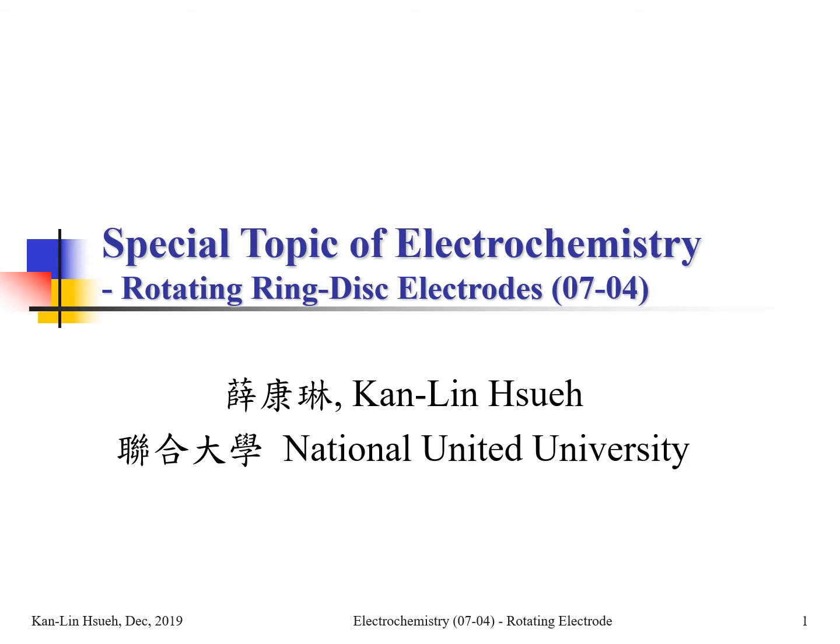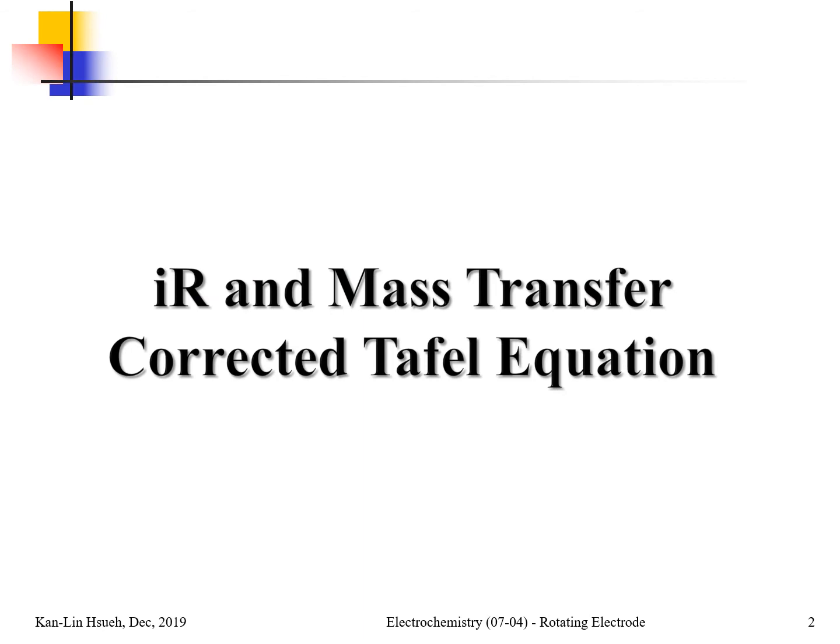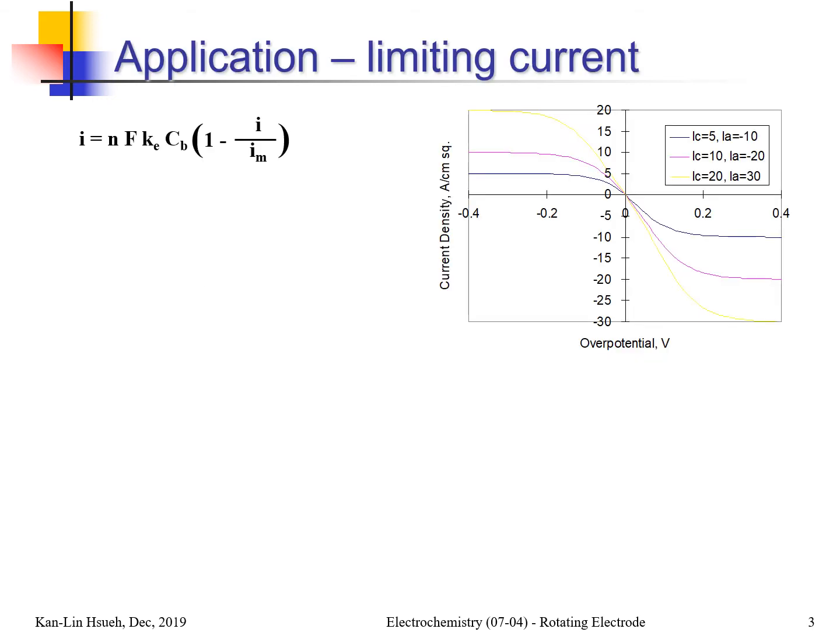In this section, we'll talk about the rotating disk electrode and its possible applications. It can be used for IR and mass transfer corrected Tafel plots, just like I mentioned before. But this time, the mass transfer rate can be precisely controlled by the electrode rotating speed. Not like the other linear scan voltammetry we mentioned before, which is arbitrary and depends on the solution agitation and so on. This one, the mass transfer rate depends on the rotating speed, like I am showing over here.